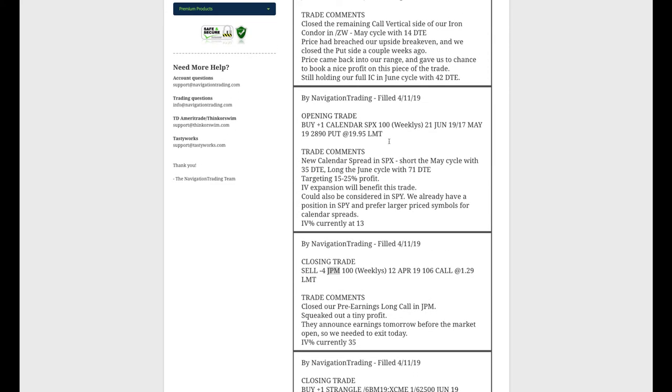Next trade was an opening trade in SPX. I got some questions around this because we have not done any calendar spreads in quite a while, and that's because implied volatility has not warranted it. We like to put on calendar spreads when implied volatility is low, and in a calendar spread, we're selling the front month, buying the further dated options in anticipation that the near-term options are going to decay quicker than the longer dated options, and that's how we profit from a calendar spread.